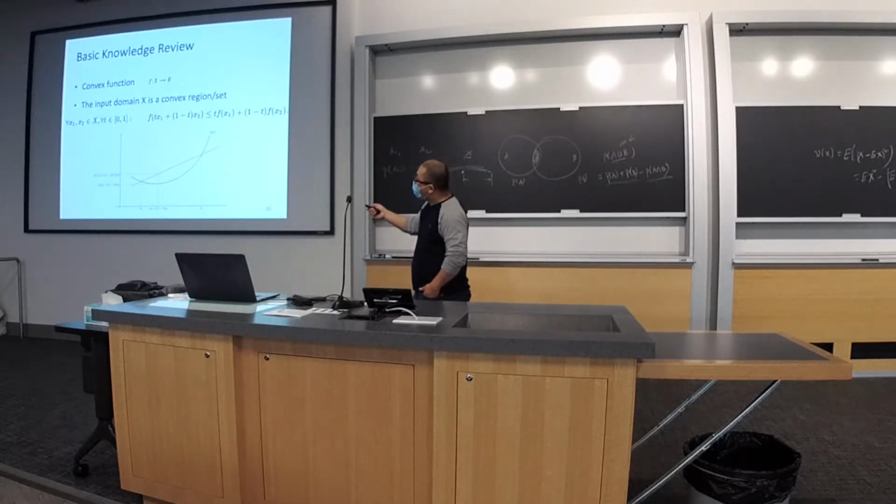So we can look at the left-hand side. When we evaluate the function at the convex combination of the inputs, it's here. And then let us look at the right-hand side. The right-hand side is the convex combination of the function values at x1 and x2. So here is the function value at x1, here is the function value at x2. And then we do the convex combination of these 2 function values. It is here. So you can see that the convex combination of the function values is bigger than the function value at the convex combination of the inputs.